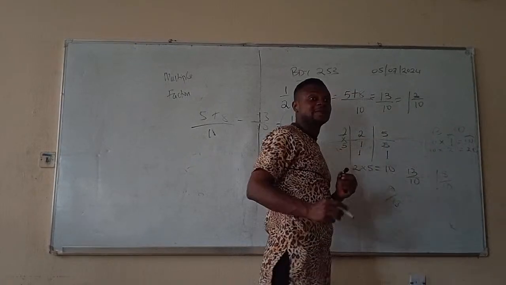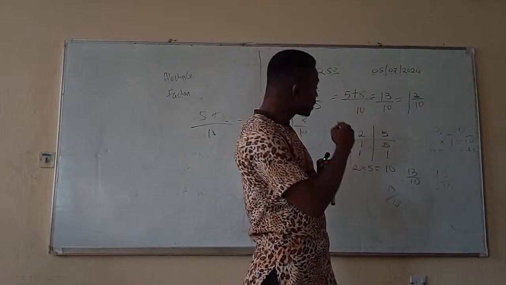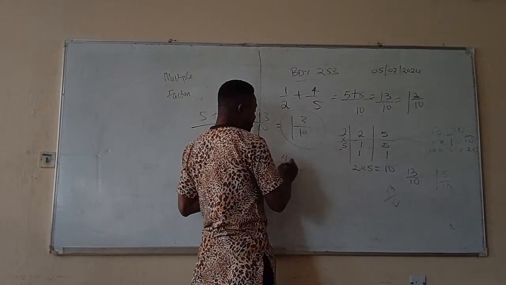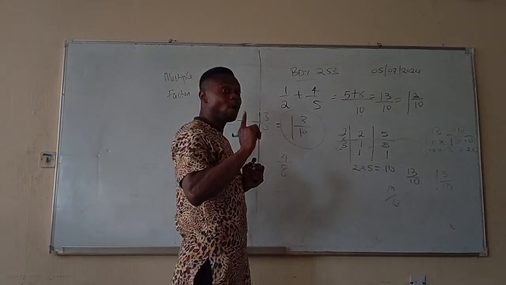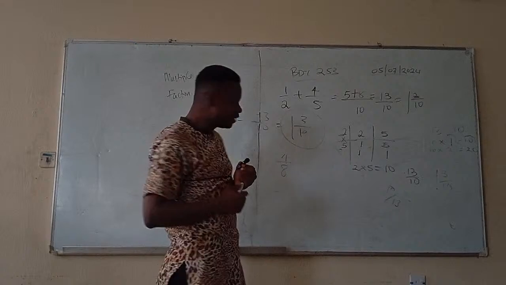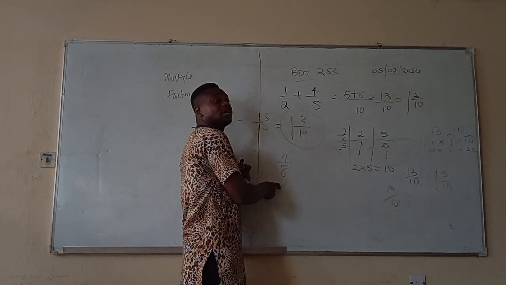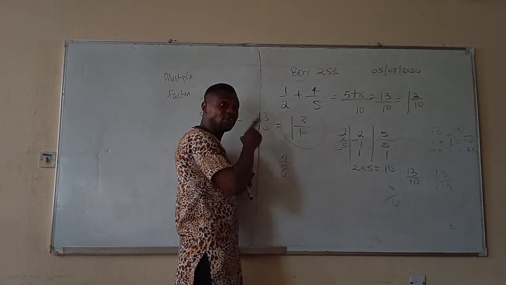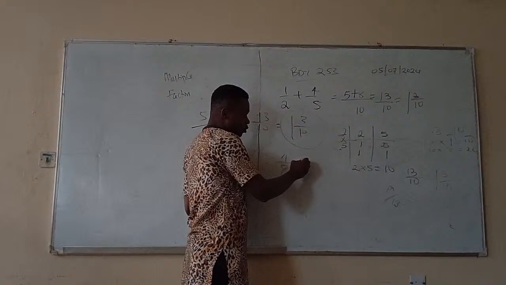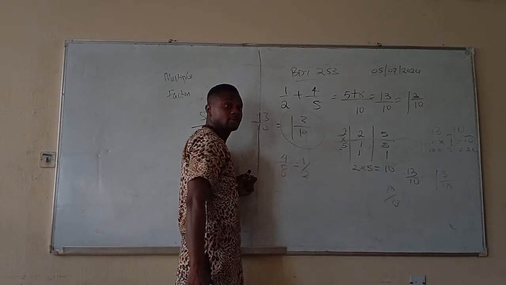And please note this. If I give you a question, and you solve and get 4 over 8, please bring it to the lowest terms. Please don't leave the answer like this. Even though they have the same value, I want you to leave it in the lowest terms. So the lowest terms here is 1 over what? Please, I beg you.